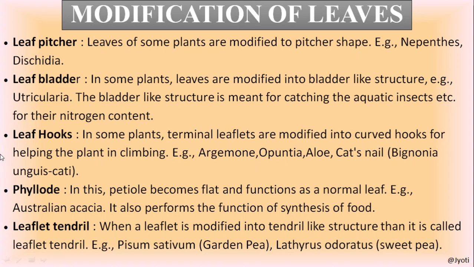Then the next modification is leaf hook. In some plants, the terminal leaflets, that means the compound leaf is there, the basal leaflets are normal, but the terminal leaflets are curved to form hook-like structures, and these hook-like structures are meant for holding or climbing of the plant. I'll show you the picture. Here you can see this is a compound leaf. The basal leaflets are normal, but the terminal leaflets are hook-like. So they hold the support. This is in the case of Bignonia.